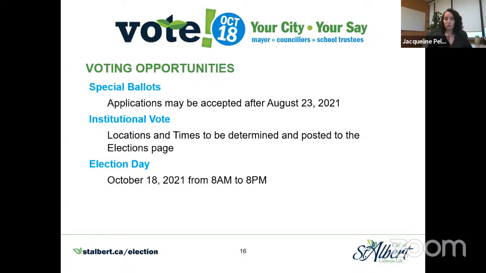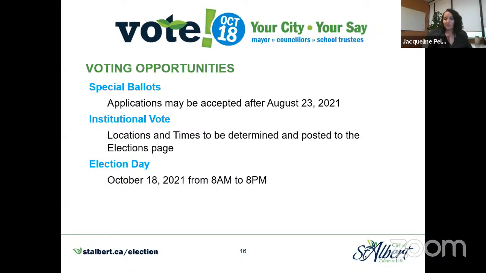Institutional vote is another voting opportunity. This is when administration takes mobile voting stations into facilities which house voters who would not otherwise be able to get to a voting station. Commonly, these include hospitals and assisted living facilities. The final list of locations, dates, and times of the institutional vote is just being finalized, and it's going to be posted to the website once it's ready.